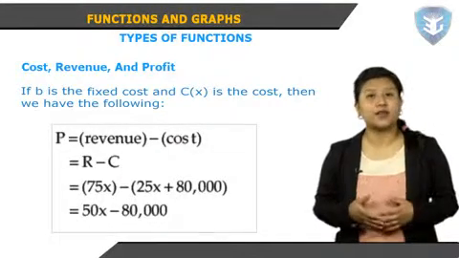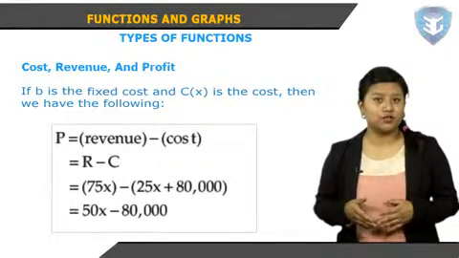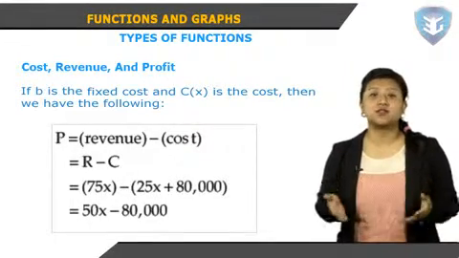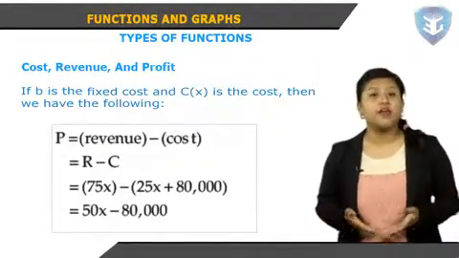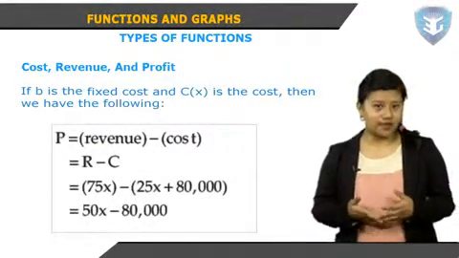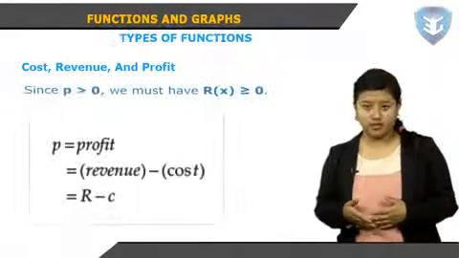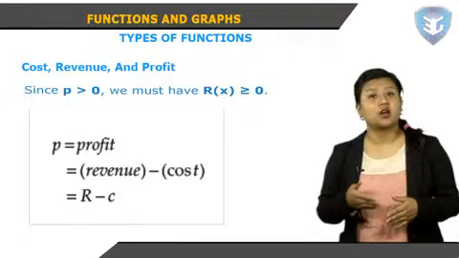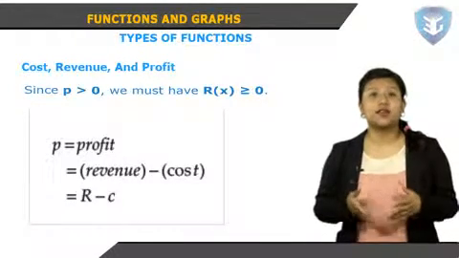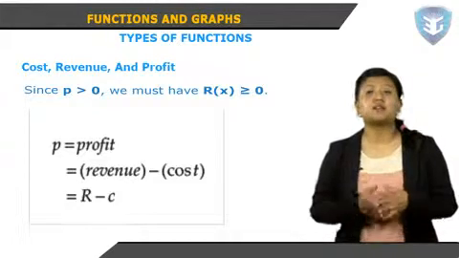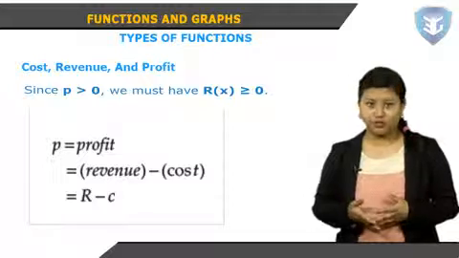Revenue is always the price per unit times the number of units sold. Let X be the number of units sold. For convenience, we always assume that the number of units sold equals the number of units produced. Then, if we denote the revenue by R(x), it is given as seen on the screen. Since P is greater than 0, we must have R(x) greater than or equal to 0. The straight line goes through (0, 0) because nothing sold results in no revenue. The slope is the price per unit.